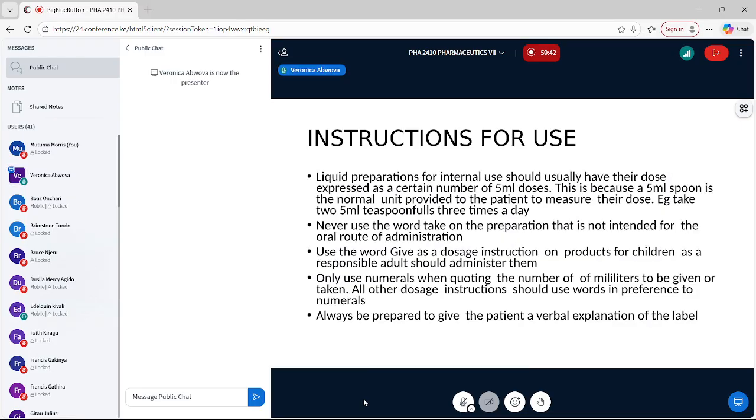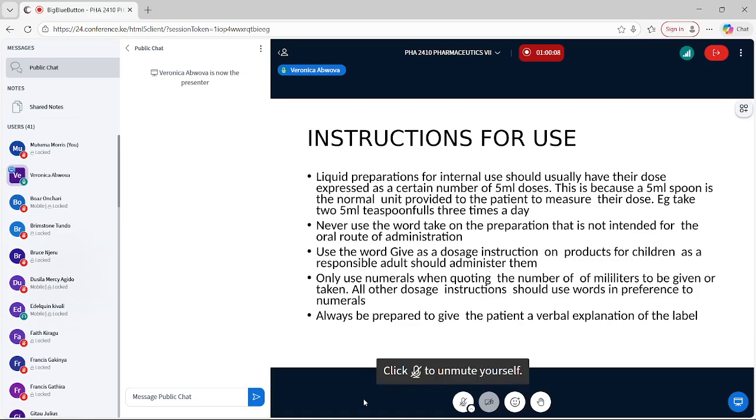Okay, but currently, usually you will find labels have already been pre-written. So you basically just have to fill in. You have a label that has been printed. So you just fill in the name of the patient and you write how they're supposed to take it. Okay, so usually that is even easier.